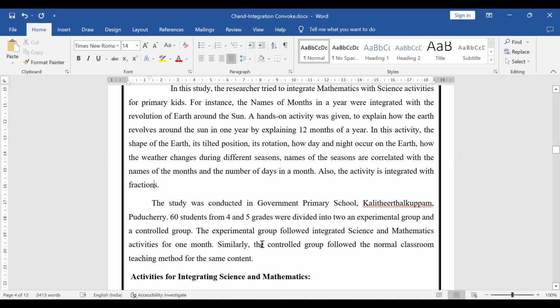Only thing she has not given is, what is the measure of outcome? That is the research tool. What is the research tool she has used here? Achievement test. She has conducted a test. Achievement test designed by the teacher is used to assess achievement of the students.